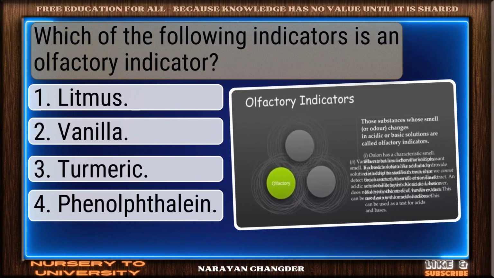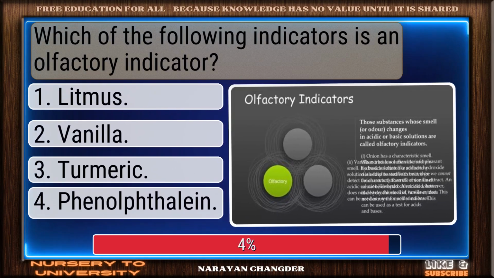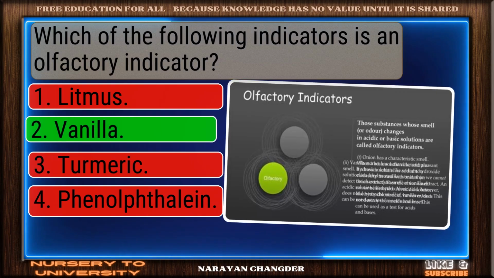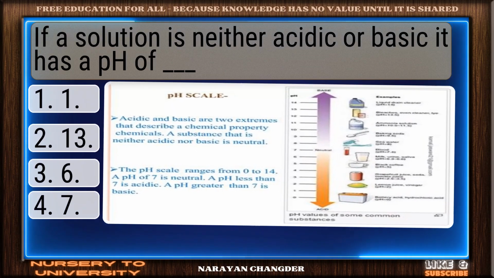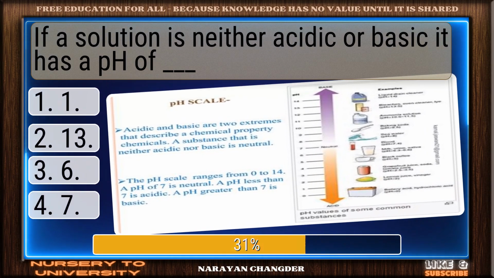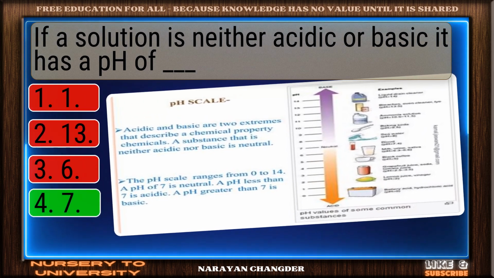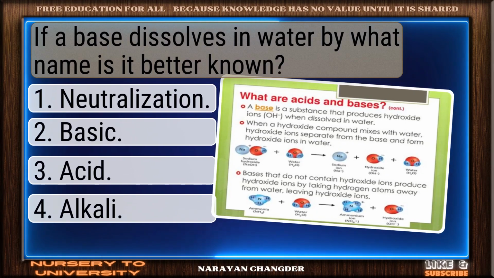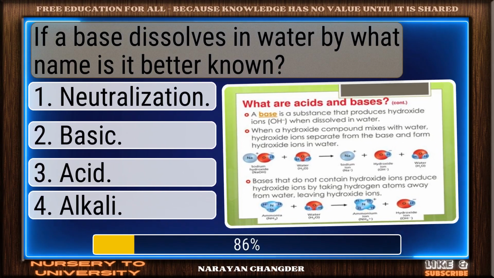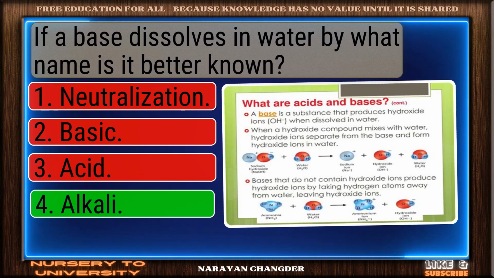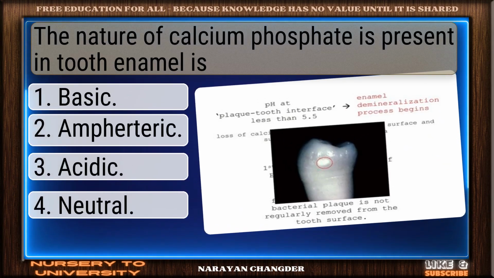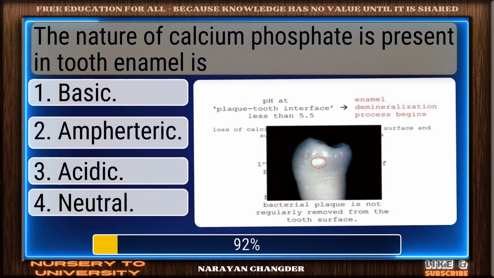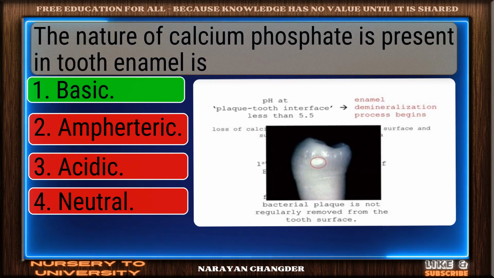Which of the following indicators is an olfactory indicator? Excellent choice. Vanilla is right. If a solution is neither acidic or basic, it has a pH of dash. You got it. 7 fits. If a base dissolves in water, by what name is it better known? Exactly. Alkali makes sense. The nature of calcium phosphate present in tooth enamel is. Sharp thinking. Basic is right.